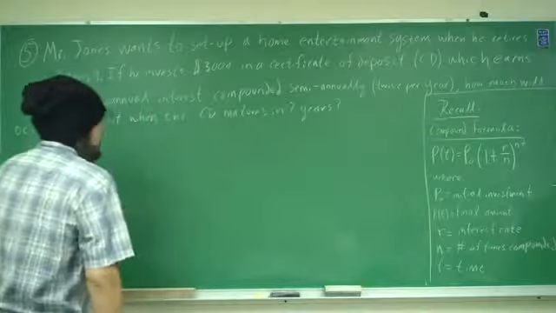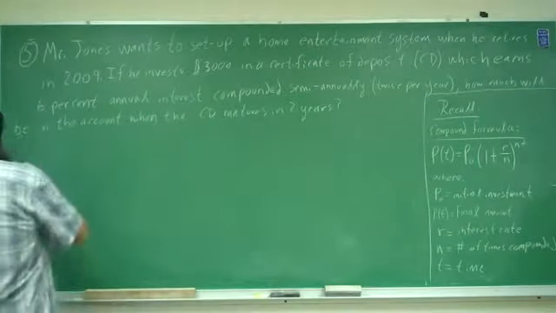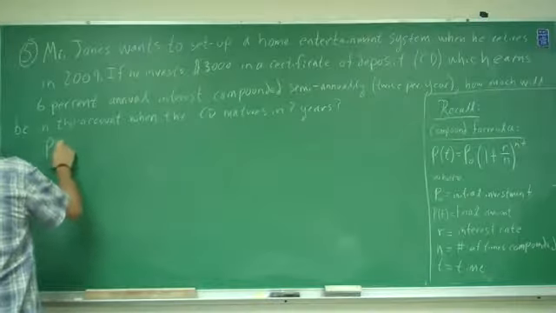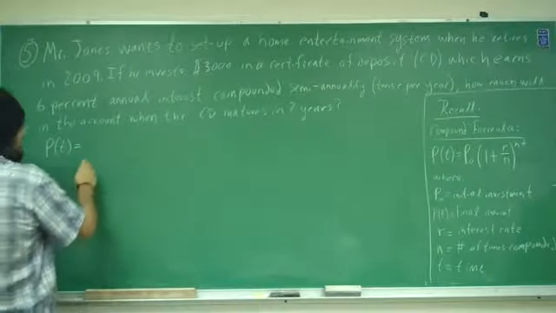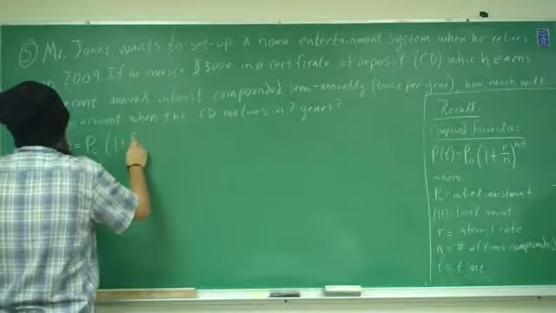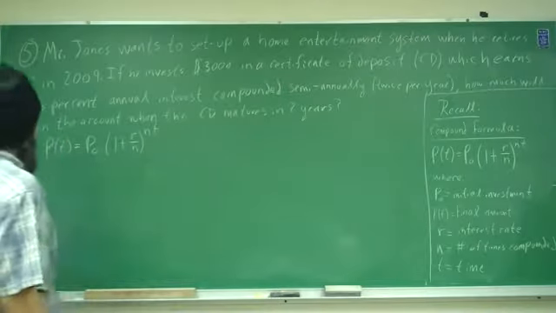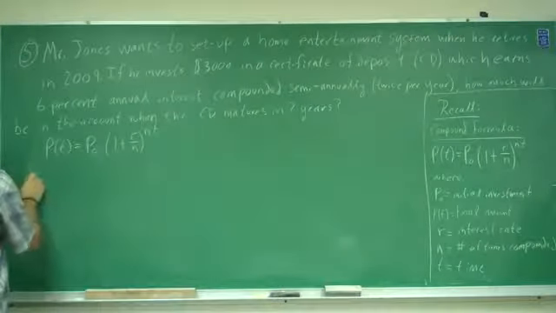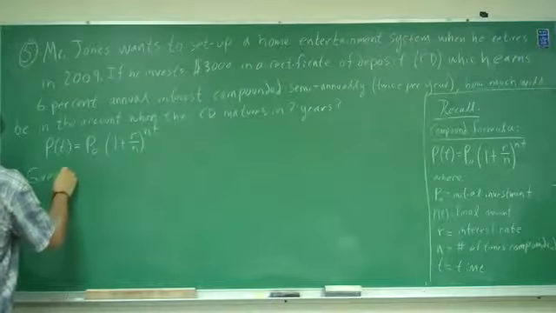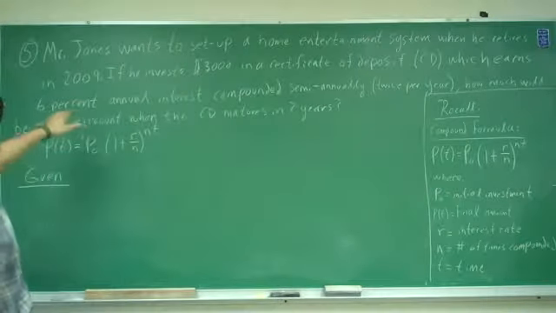Alright, so let's state what we know from this word problem. So we're going to use this formula, PT equals P sub naught times 1 plus R divided by N raised to the NT. Alright, good. So let's write down what's given.